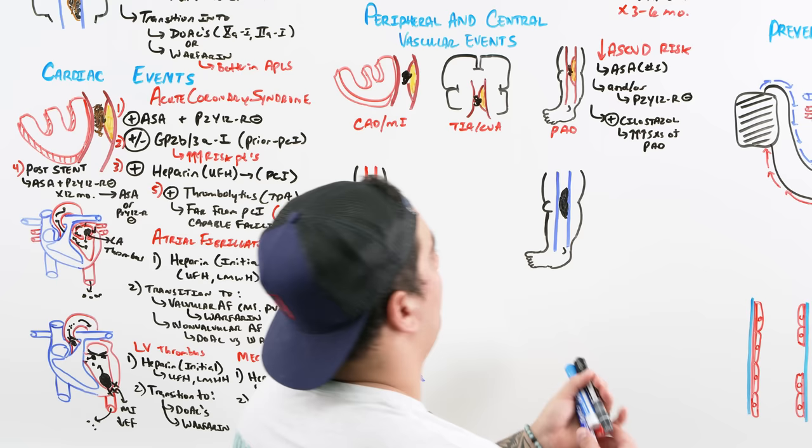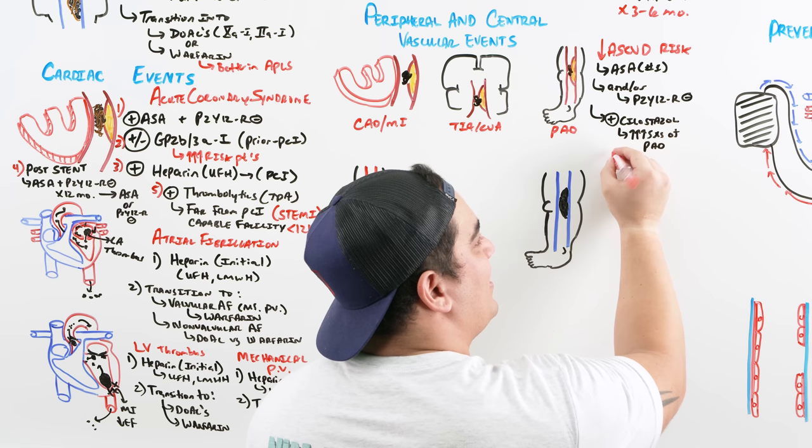Cilostazol and dipyridamole are PDE3 inhibitors. You get a vasodilatory function. So it vasodilates, which may be somewhat beneficial in patients who have PAD.